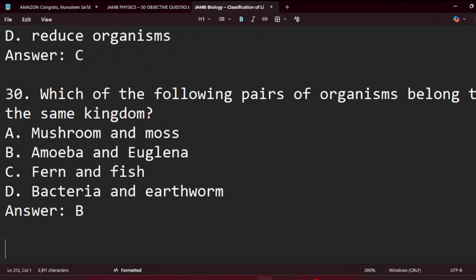Question number 30. Which of the following pairs of organisms belong to the same kingdom? A, mushroom and moss, B, amoeba and euglena, C, fern and fish, D, bacteria and earthworm. The answer is B, which is amoeba and euglena.